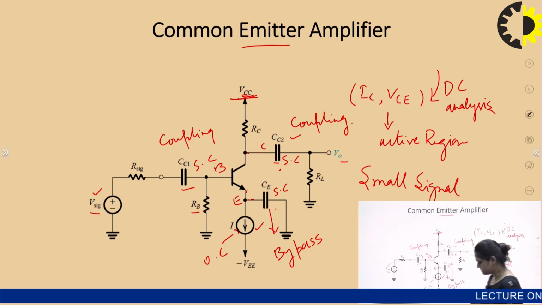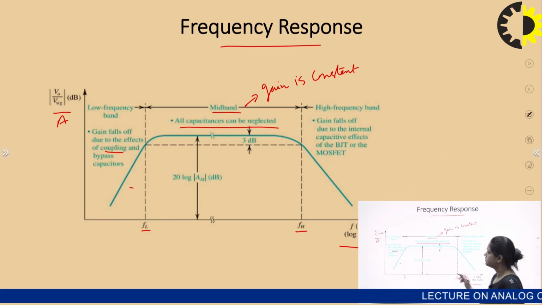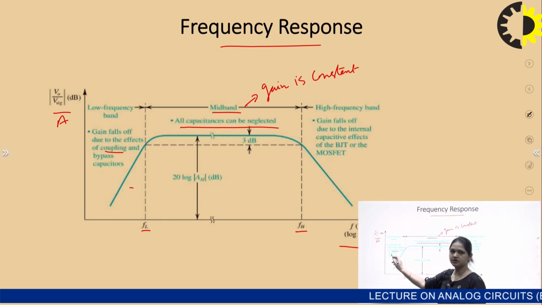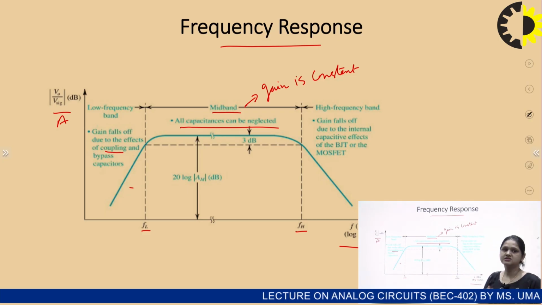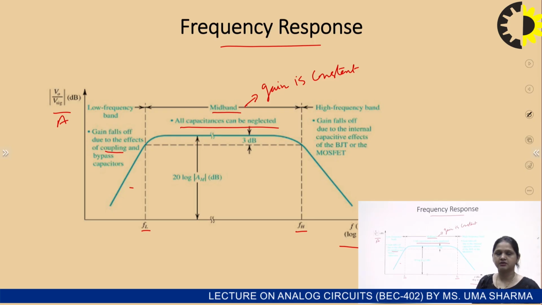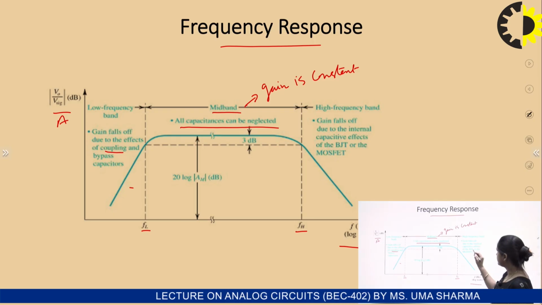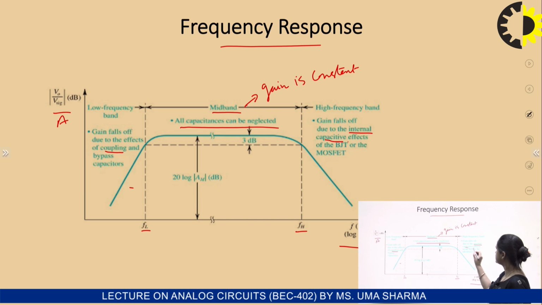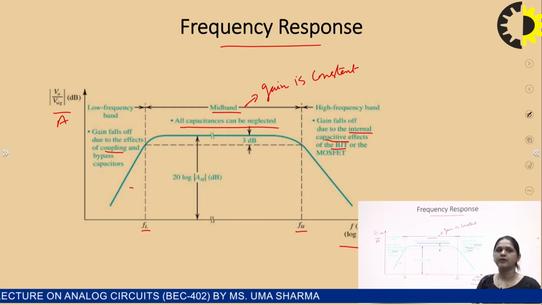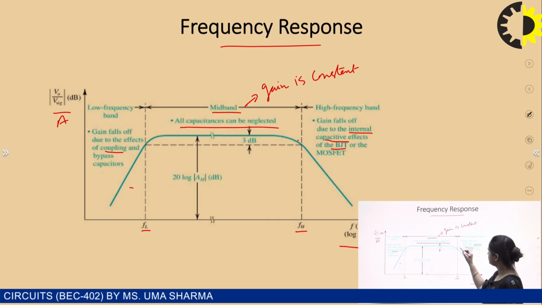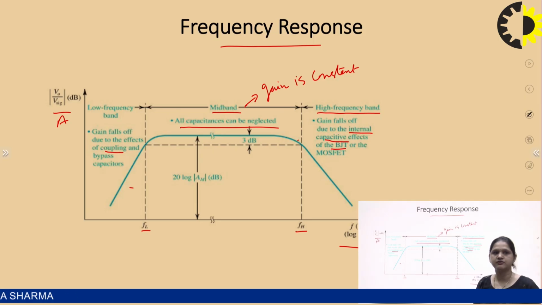So in that case, the gain will reduce because of CC1, CC2 and the bypass capacitor. Whereas at high frequency, CC1, CC2 and CE can be neglected. But at high frequency, the internal capacitance of the BJT comes into the picture. Due to the internal capacitance of the BJT or MOSFET, the gain will start decreasing, and this part of the frequency response is known as the high frequency band.